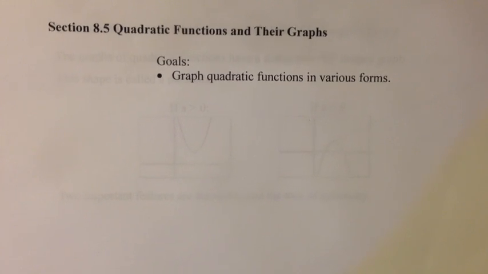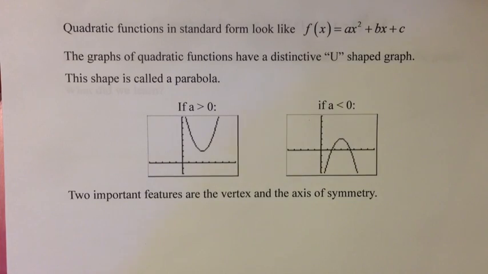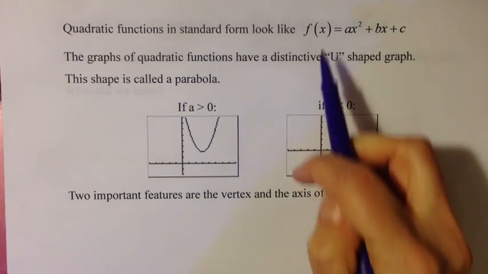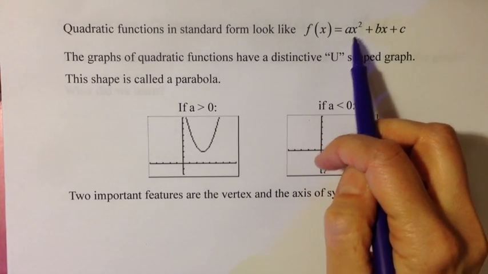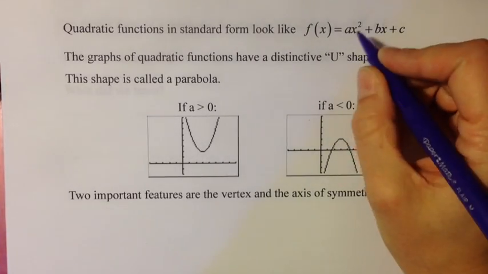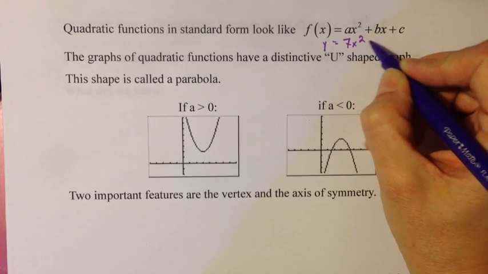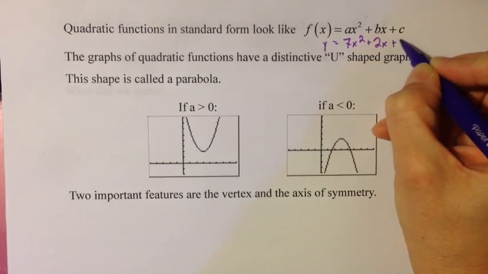Welcome to section 8.5, quadratic functions and their graphs. Our goal in this section is to graph quadratic functions in various forms. A quadratic function in standard form looks like this: some function equals ax squared plus bx plus c. For instance, you might have y equals 7x squared plus 2x plus 3.